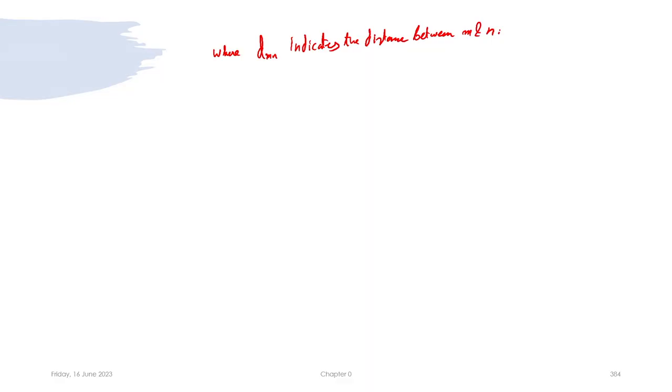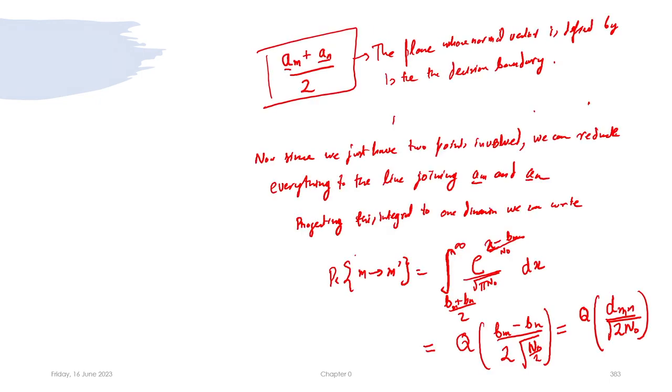d m n indicates the distance between m and n. So what I am basically doing is projecting everything on 2 because 2 n dimensional points can always be projected into a 1 dimensional space where they are separated by the same amount of distance. So the distance between m and n remains unchanged, but the probability of error is actually a function of their distance.